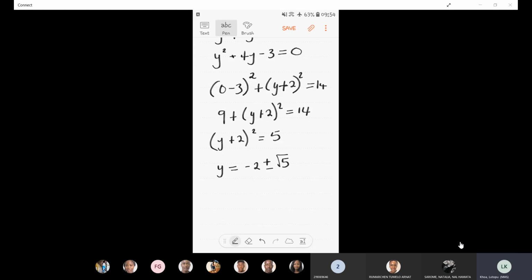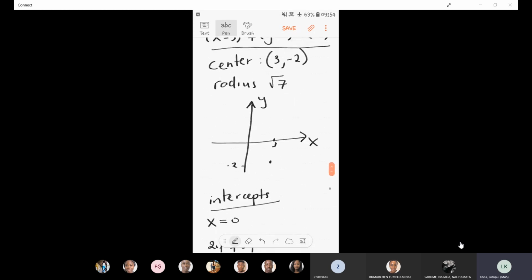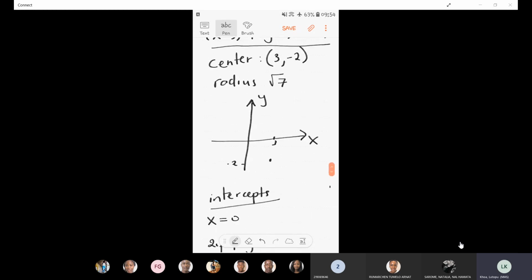Okay, square root of 5 is 2 point something. So your values are going to be negative 4 point something and 0 point something. So you can work that out. One will be maybe somewhere there, and the other one somewhere down over there. So you can see it's going to cut the y-axis there, come back, cut the y-axis again over there, and then cut the x-axis over there.